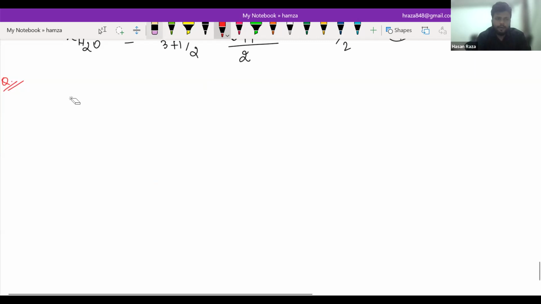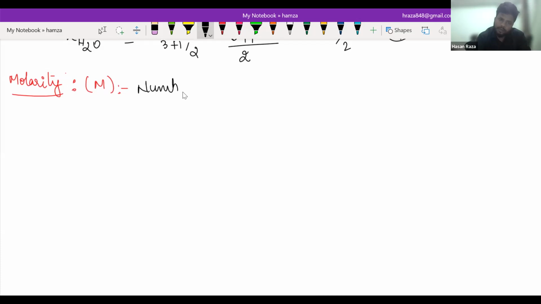Now see, we are going to take the next concentration term, that is molarity. Molarity is denoted by capital M. First, I'm going to define it.